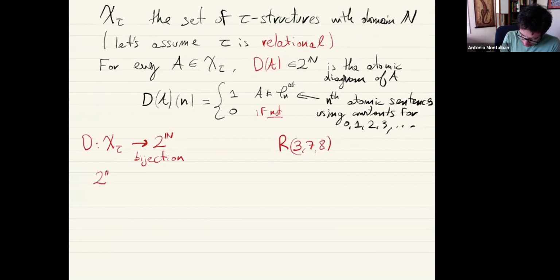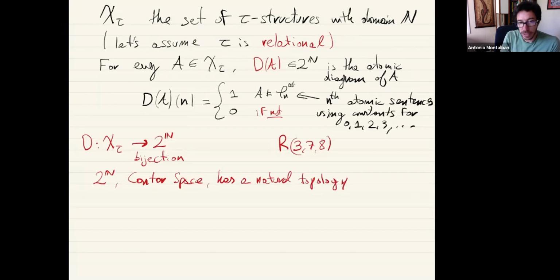2 to the n is called Cantor space. It has a natural topology, and I'm going to say what it is in a second. But the idea is that the space of structures inherits the same topology via this bijection. So the topology on this one is such that this bijection is a homeomorphism. It is continuous both ways. Something is open on one side if and only if the preimage is open on the other side, and back and forth.